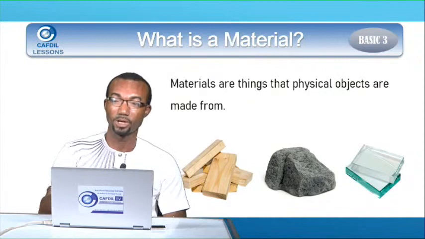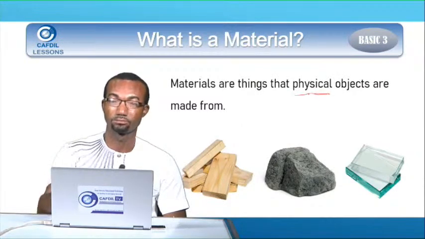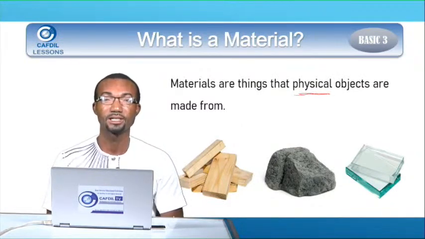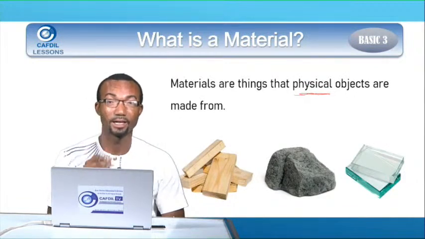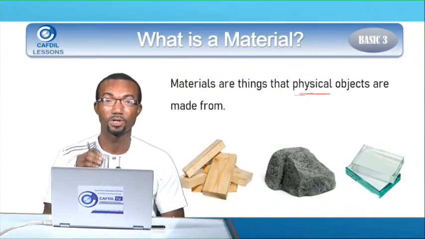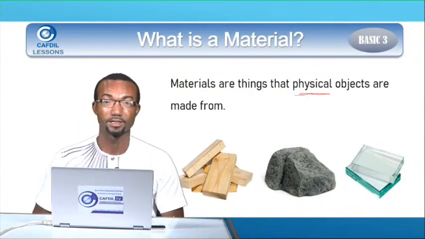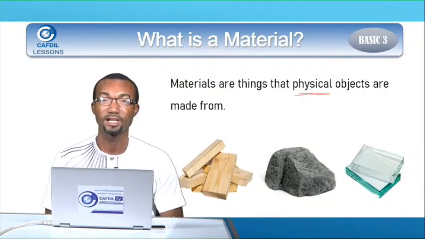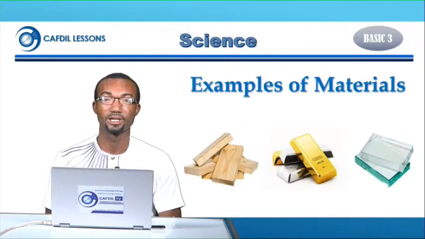When we say the word physical, we are talking about things that you can see and touch. So materials are things that physical objects are made from. Now, let's look at some examples of materials.